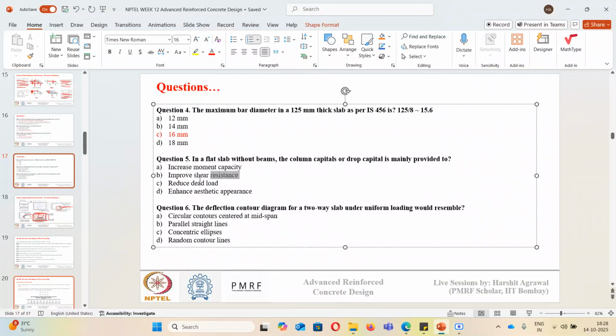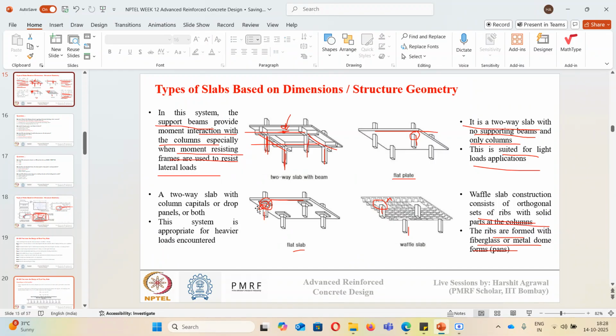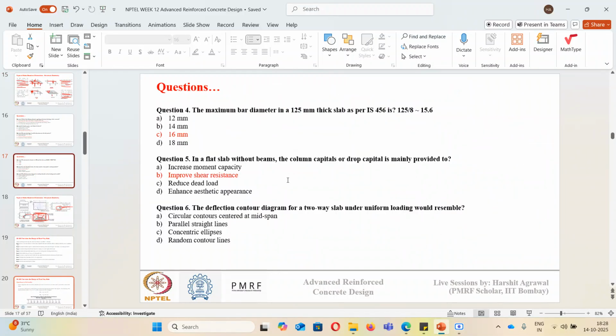So what happens when we provide these column capitals and drop panels? The punching shear failure which was occurring in the flat plate system is compromised a bit, because of the presence of secondary elements which are distributing the shear load. So that's why we say we improve the shear resistance of the system.